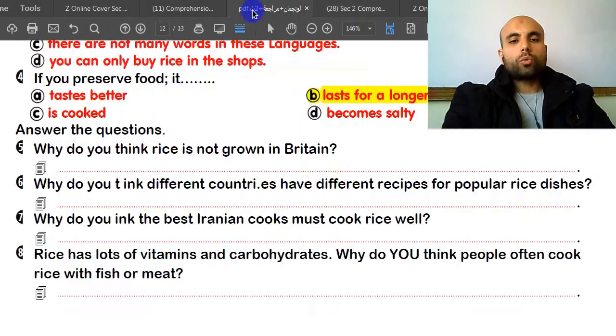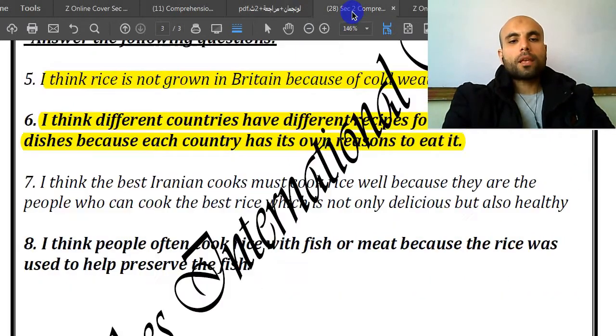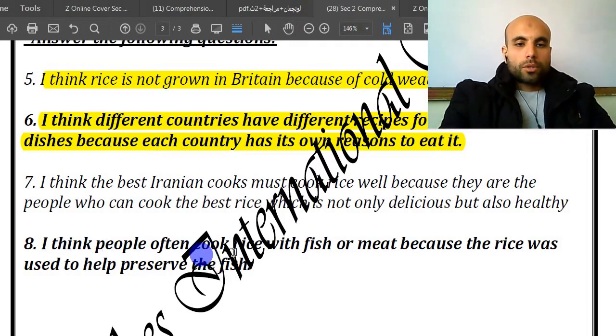Now the last question. Rice has lots of vitamins and carbohydrates. Why do you think people often cook rice with fish or meat? Here is the answer. I think people often cook rice with fish or meat because the rice was used to help preserve the fish.